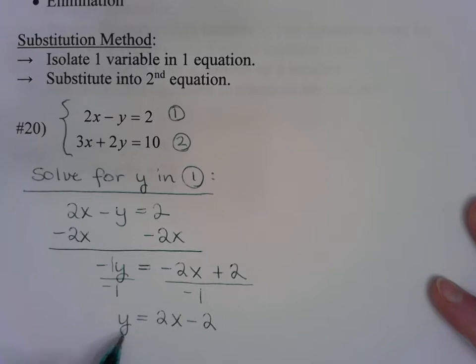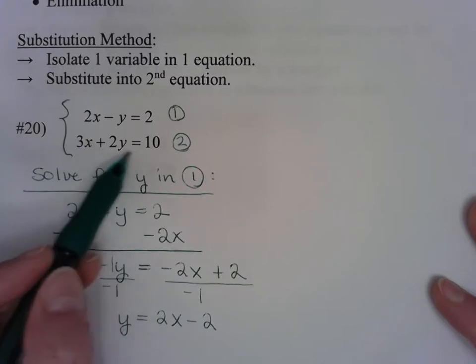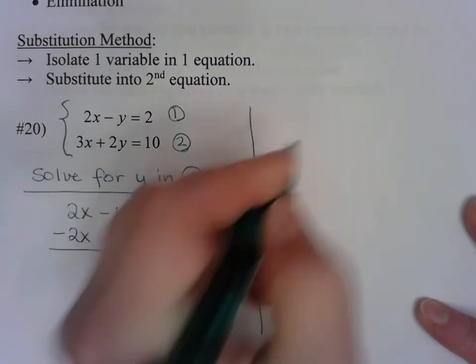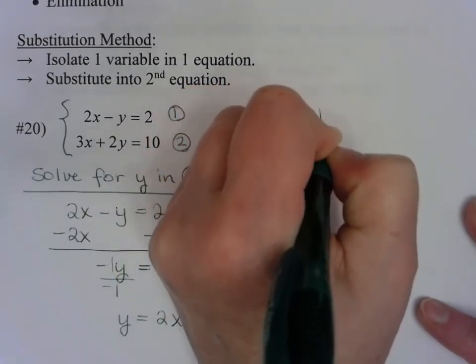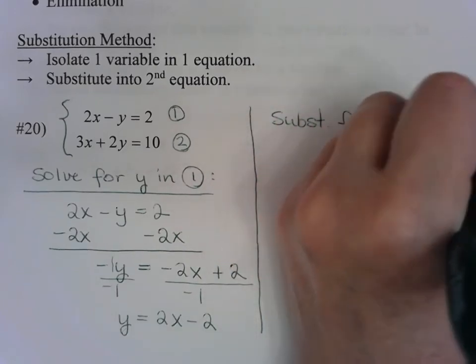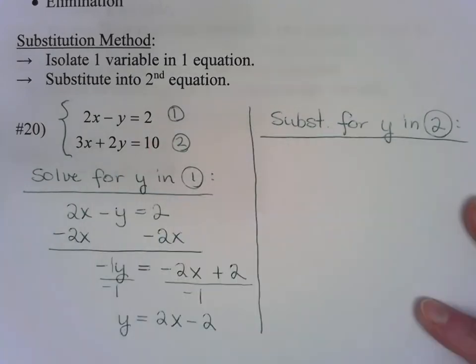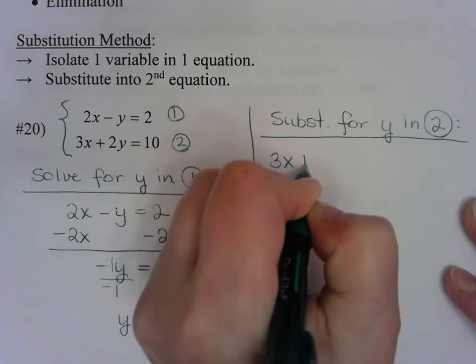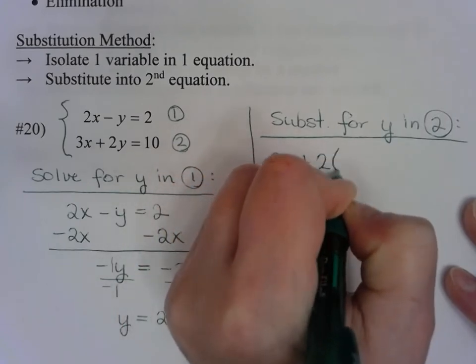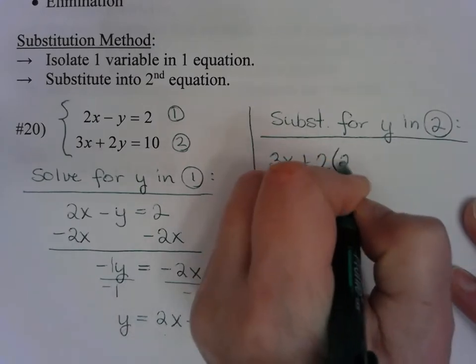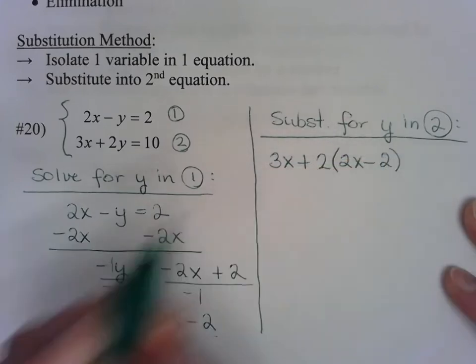Now I want to incorporate the equation I haven't used yet, and I want to substitute for y in this second equation. So let's do that. I'm going to substitute for y in equation number 2. So I have 3x plus 2, but I'm going to take out the y and put in this 2x minus 2 in place of the y. Because they're equal to each other, I'm allowed to do that.